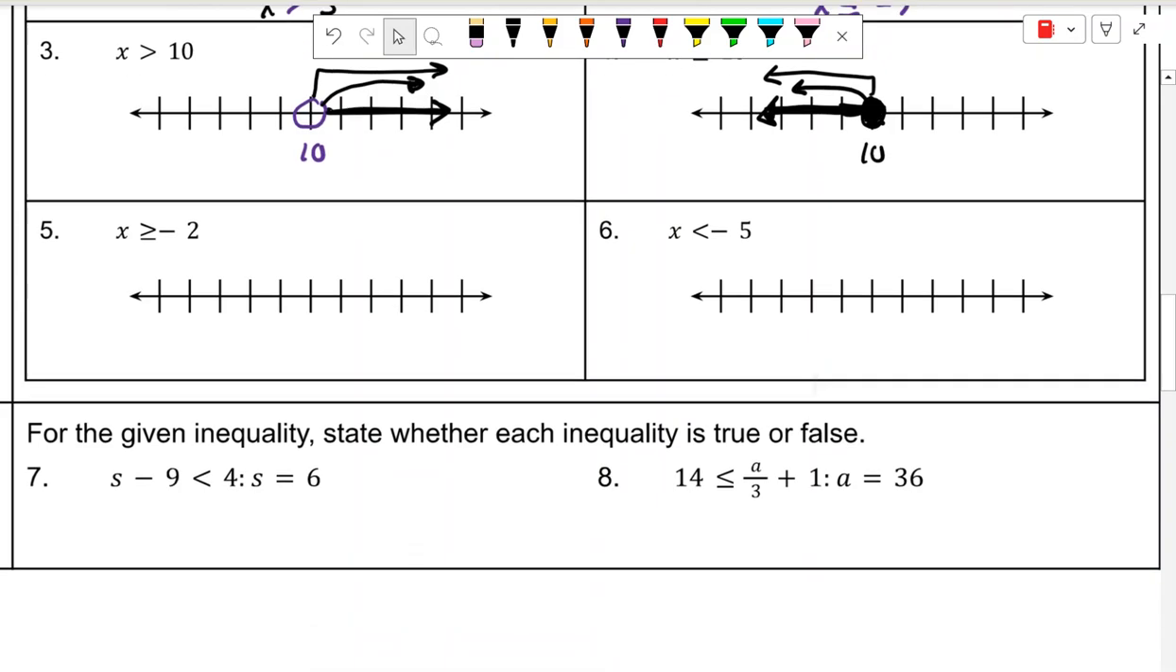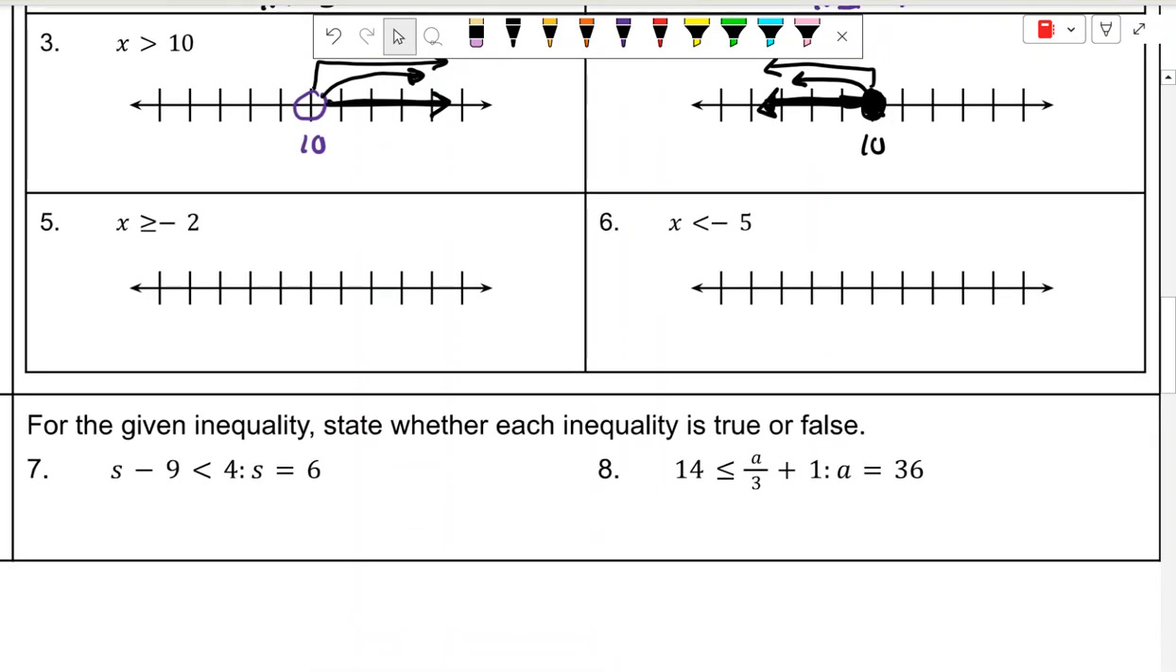And number 5. X is greater than or equal to negative 2. So I can choose any of these lines to call negative 2. I've been typically choosing the middle one, but you can go anywhere really. Circle something, call it negative 2, and x is greater than, so it's going to go to the right. It says or equal to, so we're going to color this in.